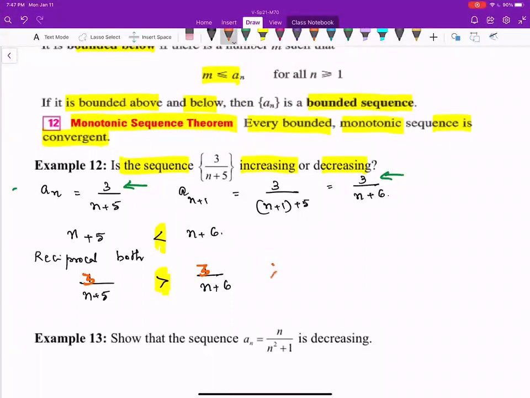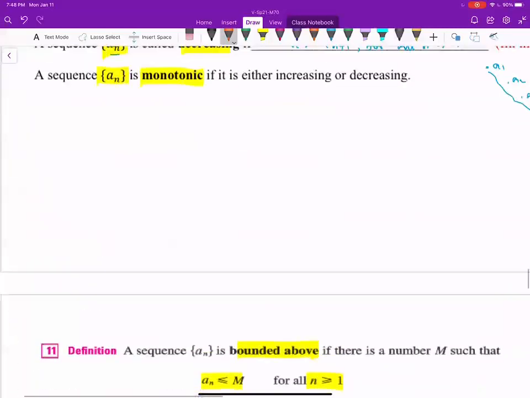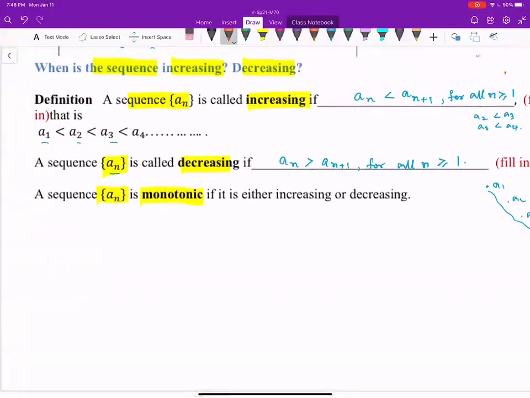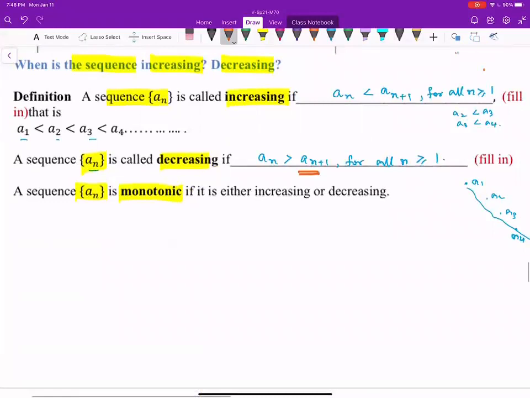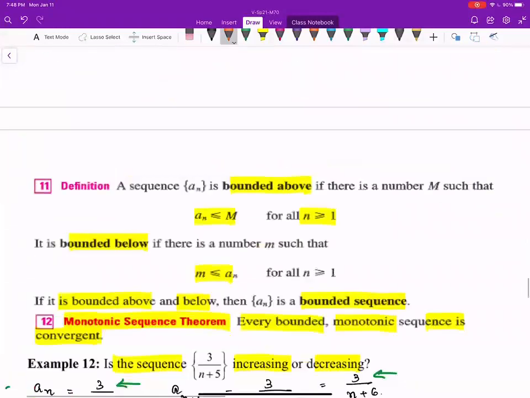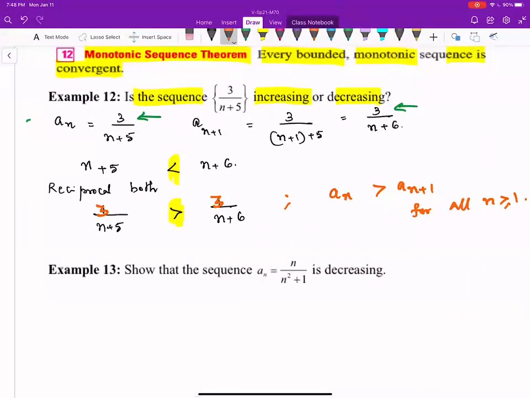Then what we notice is the left-hand side is a_n, the right-hand side is a_(n+1). So we have a_n more than a_(n+1) for every n more than or equal to 1. Which of the two conditions are we proving? a_n is more than a_(n+1) for all n more than or equal to 1 is the condition that we have proved, which means the sequence 3 over n plus 5 is decreasing. That is your conclusion.